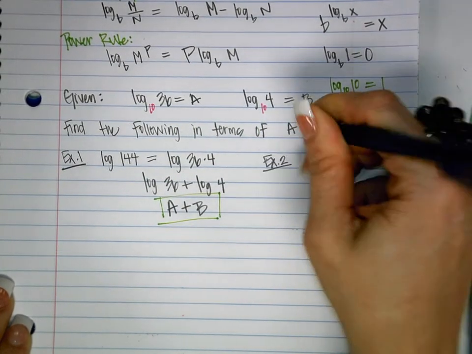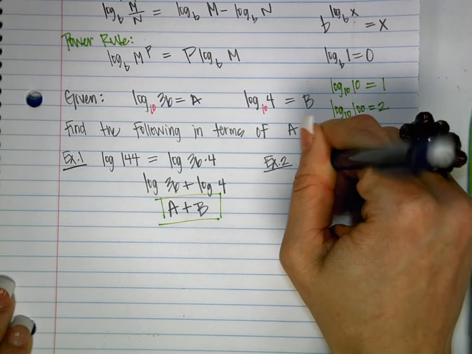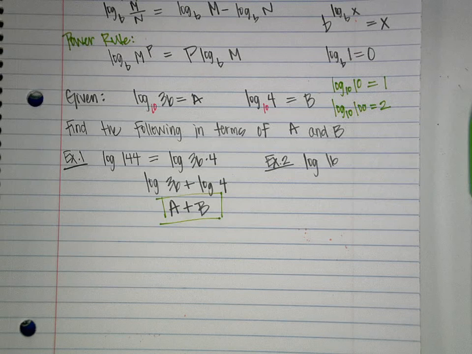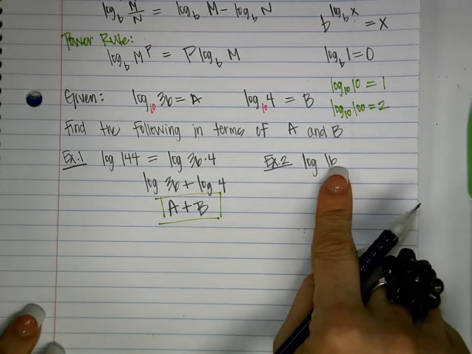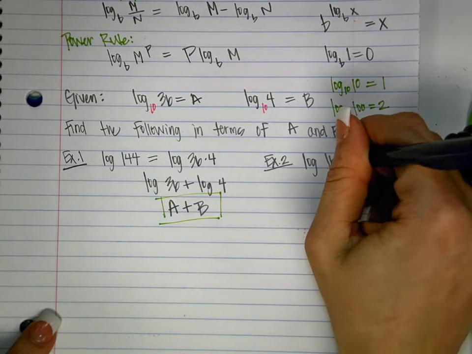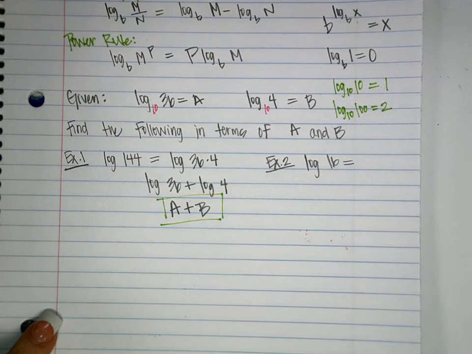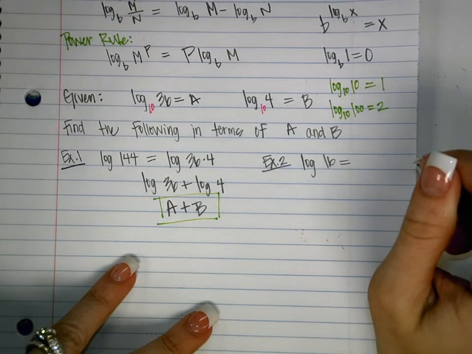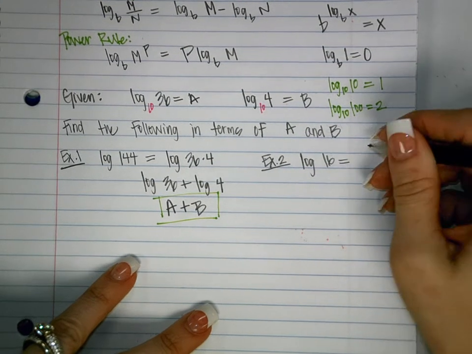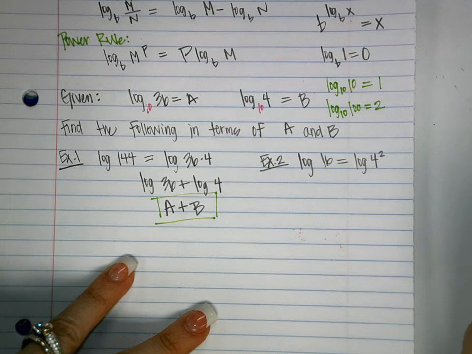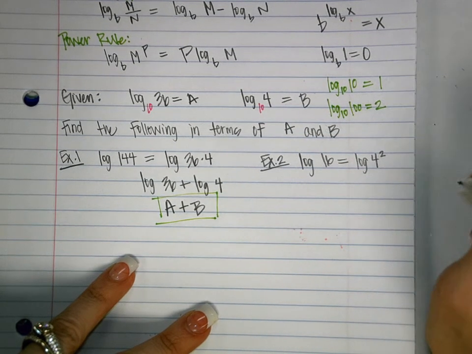Let's try number 2. I would like you to find log 16 in terms of A and B. How do I get a 16 from either a 36 or a 4? 4 and 4. You could write B times B, or what's an easier way to write 16? 4 squared. 4 times 4, or 4 squared, right? Is this the same thing as log 4 squared? Yes, you could write them like that.